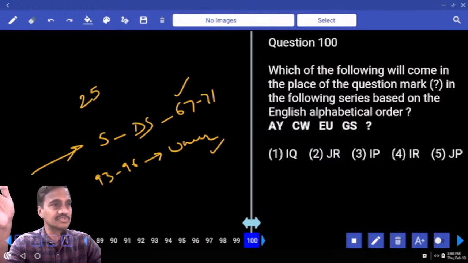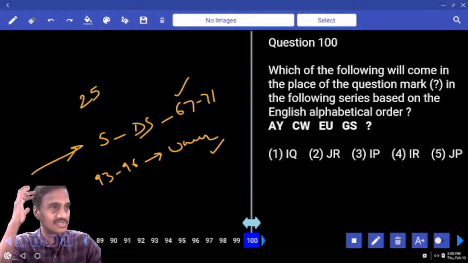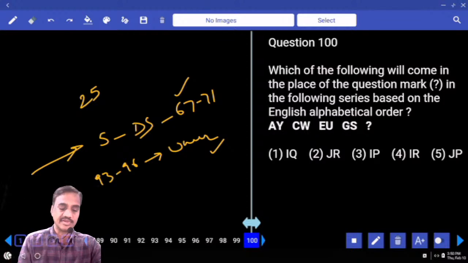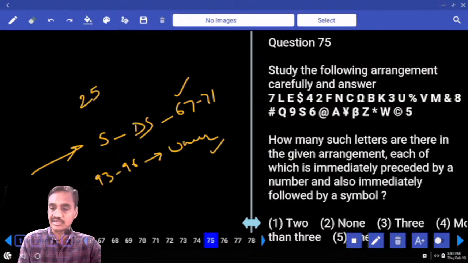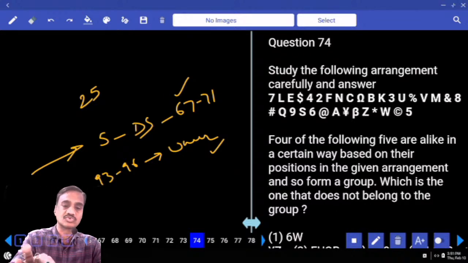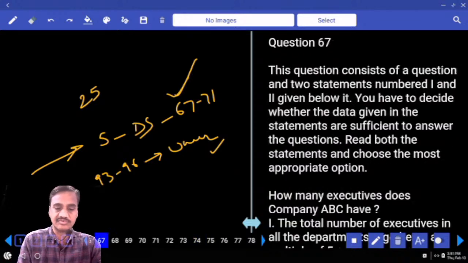Each question is based on separate information. Data sufficiency (DS) should be the first priority when compared with this uncertain. Clear? Then coming back to this one. Now look at DS. And for every question, don't check where the DS is again. So write down this number: DS from 67 to 71.